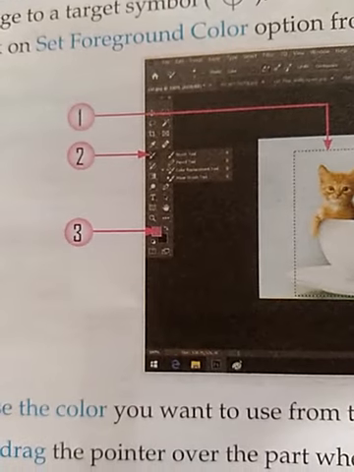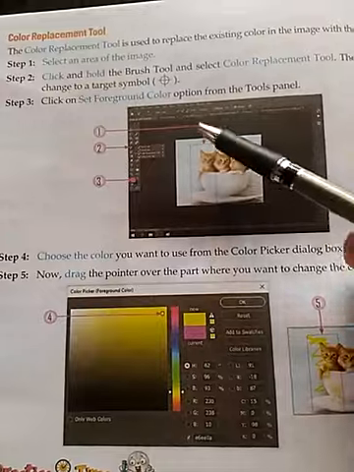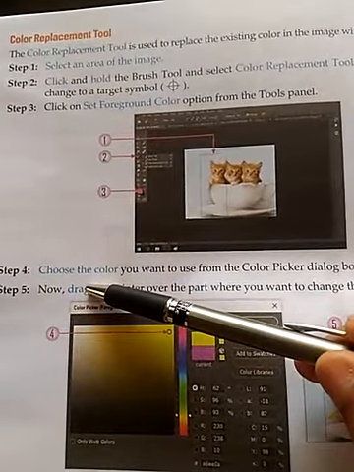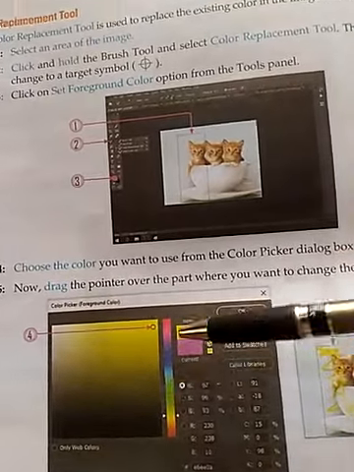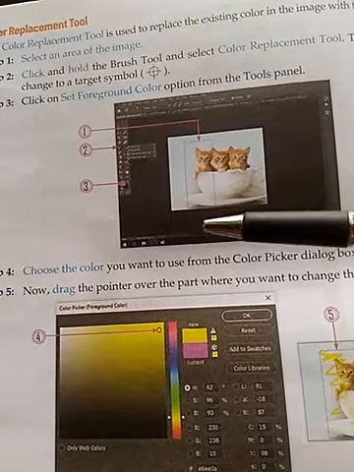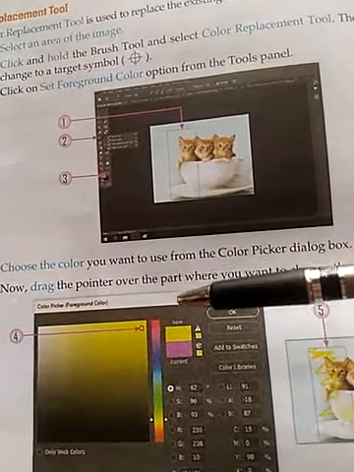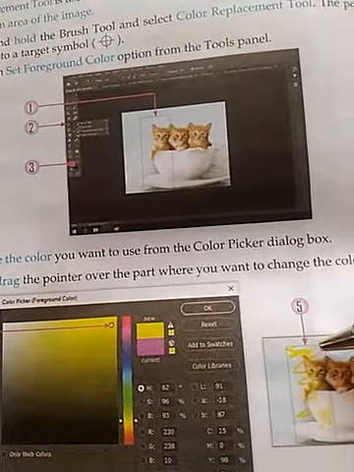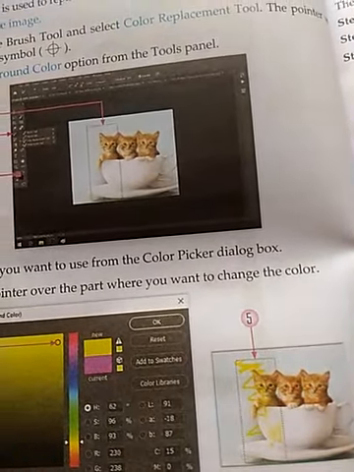After selecting the color replacement tool, just choose the color, click on the set foreground color. After that choose the color which you want to apply from this color window. After that just click the mouse or drag the mouse over that portion on which you want to apply that particular color, like here. So that area will be filled with the color which you have selected.